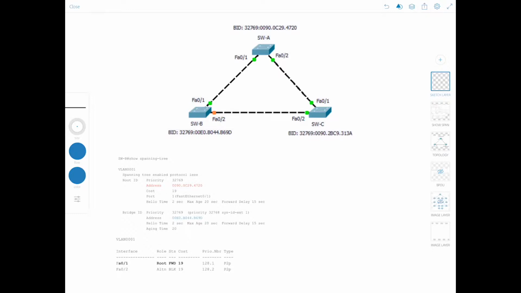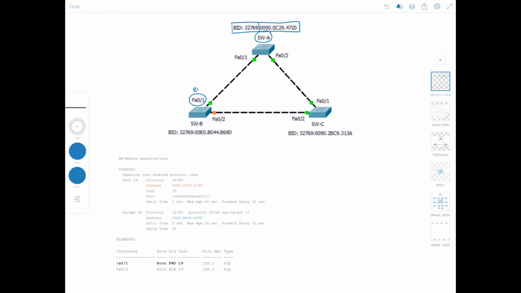So let's take the same old spanning tree topology we've seen before. Switch A is the root switch because of the lowest MAC address. So switch A right here. Here you can see the bridge ID. And then of course the first part is the bridge priority and the second part is the MAC address. And then FA0/1 on switch B is the root port, or the best path to the root switch, right here.